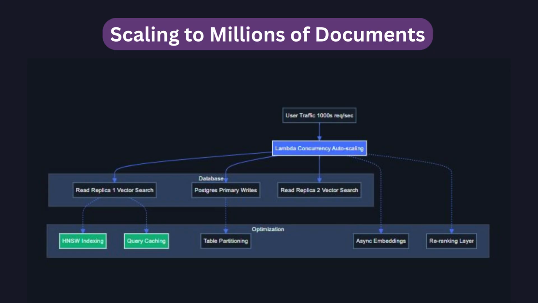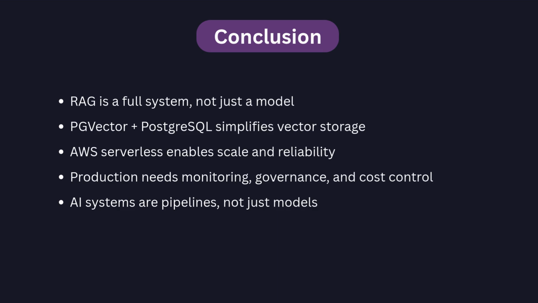Scaling requires multiple optimization strategies. HNSW indexing enables efficient vector search. Query caching improves performance for repeated queries. Table partitioning by tenant improves query isolation and performance. Async embedding generation separates ingestion from processing. A re-ranking layer improves accuracy of results. Read replicas distribute query load, and connection pooling prevents database overload. Together, these techniques enable systems that handle millions of documents and thousands of concurrent users.